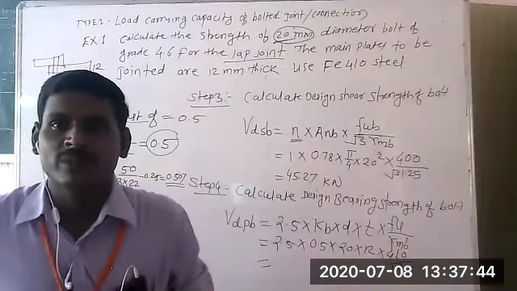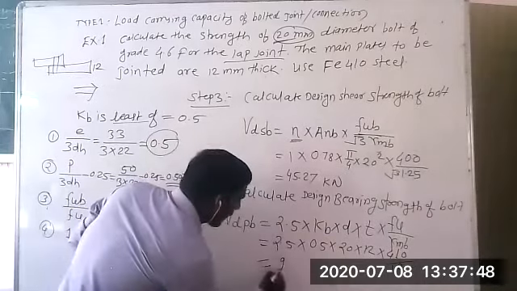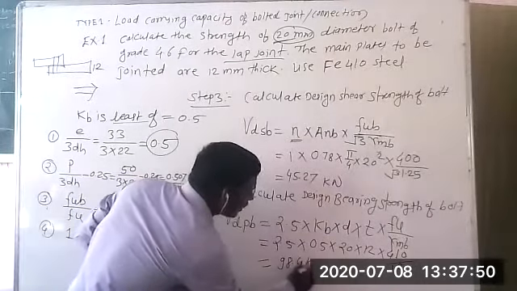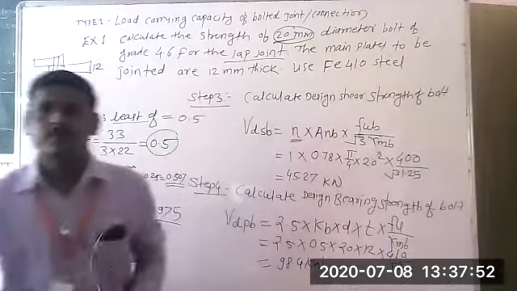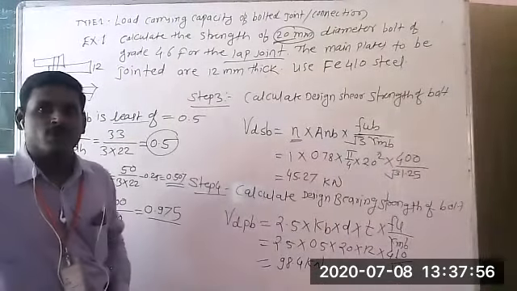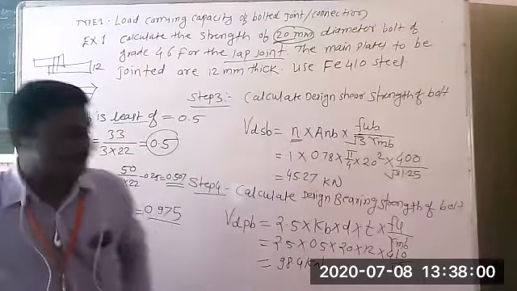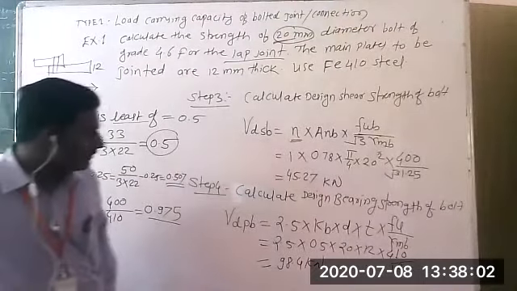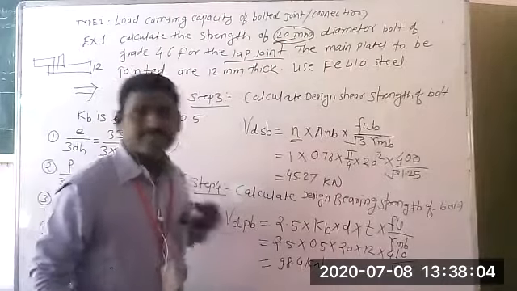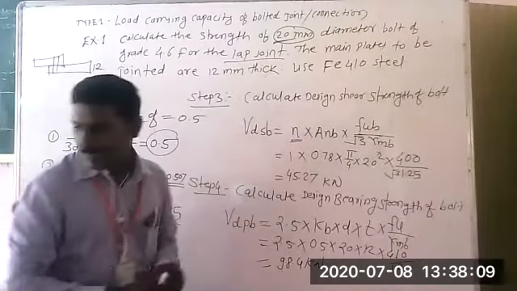2-3 students have given the correct answer. 98.4 kilonewton is the bearing strength of the bolt. Correct answer, 98.4. Good. 98.4 is the bearing strength of the bolt.